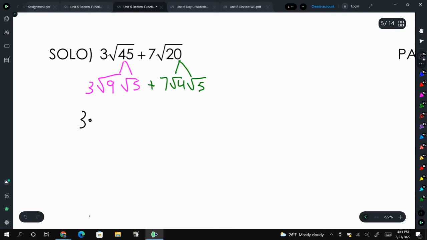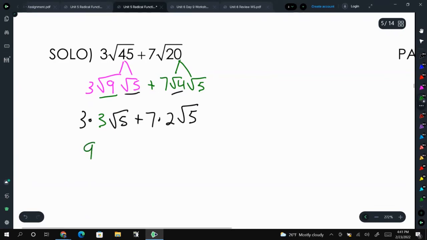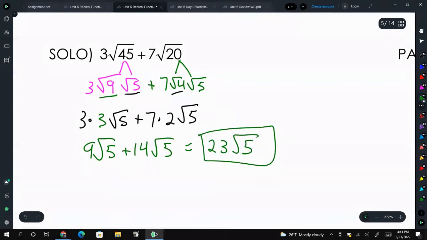So we have 3 times the square root of 9, which is 3, times the square root of 5, plus 7 times the square root of 4, which is 2, times the square root of 5. So we have 9 times the square root of 5 plus 14 times the square root of 5, which equals 23 times the square root of 5. And since we can't simplify the square root of 5, that is our answer.